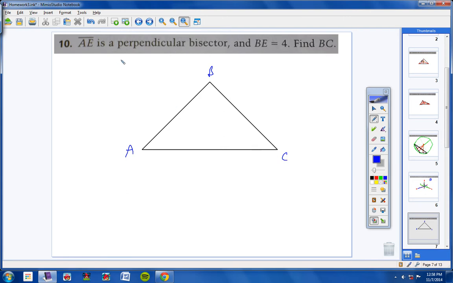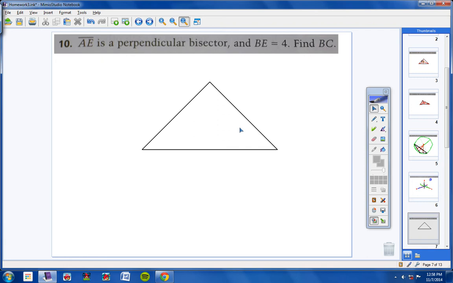AE is the perpendicular bisector. Okay, so that means from here to this side here, so that's perpendicular. No, my bad, sorry. AE is a perpendicular bisector, so we find the midpoint and then draw a perpendicular line. There we go. But you know what? That's not going to work, my bad, because it says AE is a perpendicular bisector. So A has to be on this line. So I see now what they want us to do.